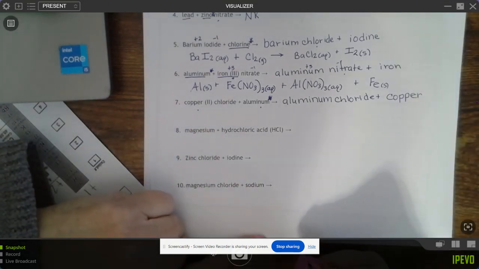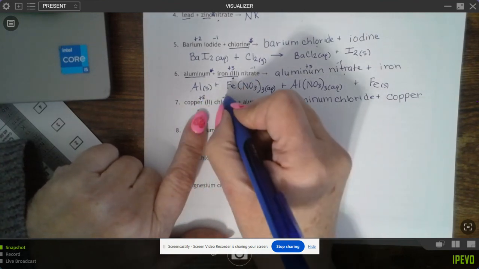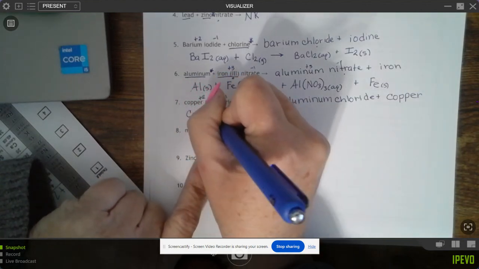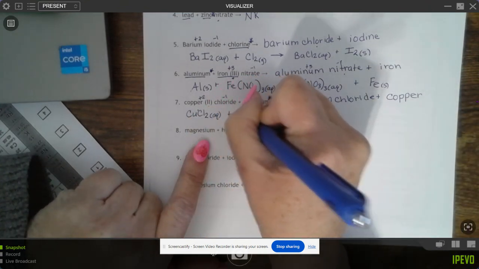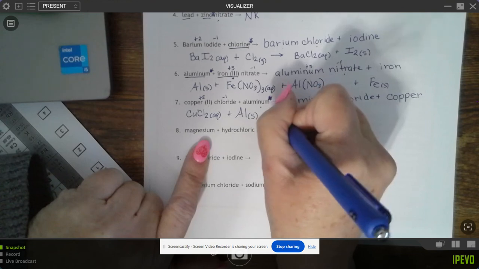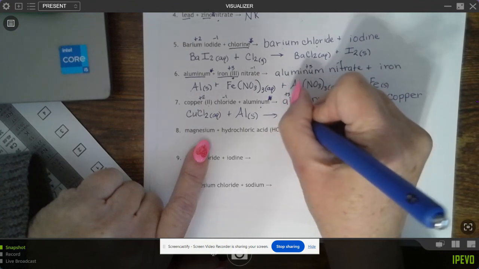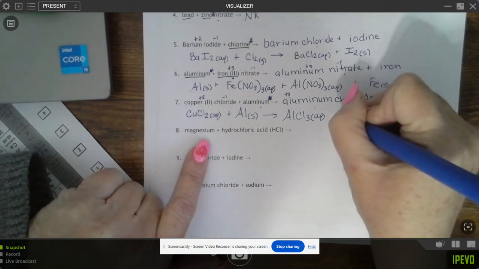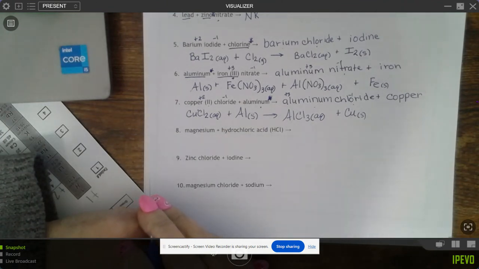All right, so we need to write some equations. Copper 2, so copper has a +2 charge. Chlorine is a -1. So this is CuCl2, aqueous, plus aluminum. We're actually going to do a lab that is this equation. So solid aluminum. Going to produce aluminum chloride. Aluminum's +3, chlorine's -1. So AlCl3, aqueous, plus copper, solid. This one is not balanced.